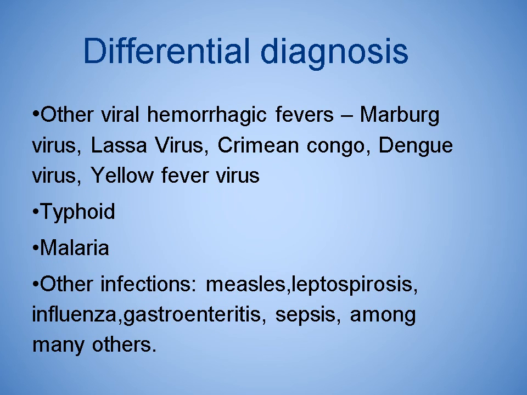There are many cases that mimic the presentation of Ebola, and some of them include the other viral hemorrhagic fevers, that is Marburg virus, Lassa virus, Crimean-Congo virus, dengue virus, yellow fever virus, and the other presentations would be from typhoid and malaria. One important thing that we should note is that malaria can coexist with Ebola. There are many other infections that might mimic Ebola because of the non-specific symptoms, and they include measles, leptospirosis, influenza, gastroenteritis, sepsis, and among many others.